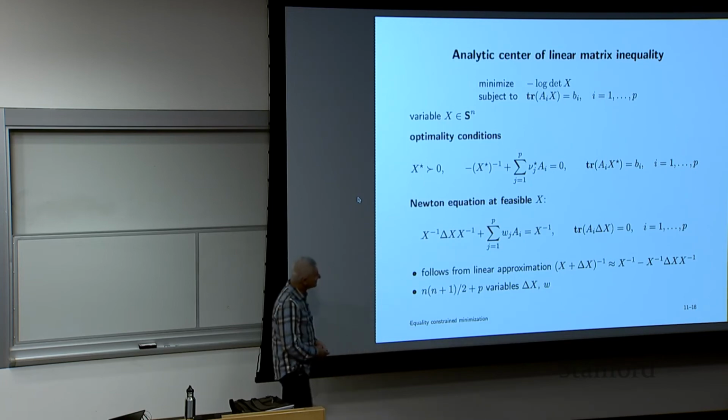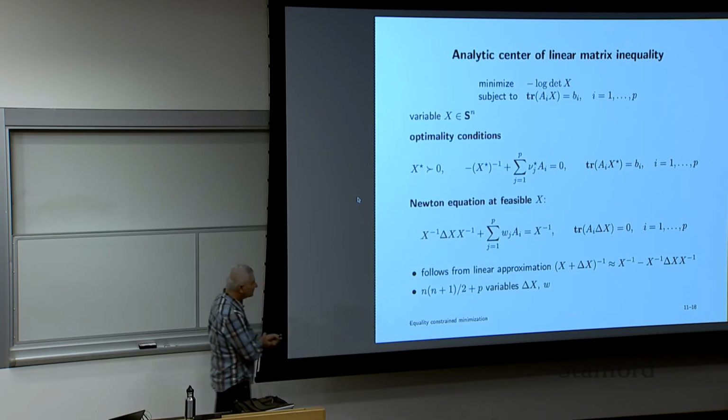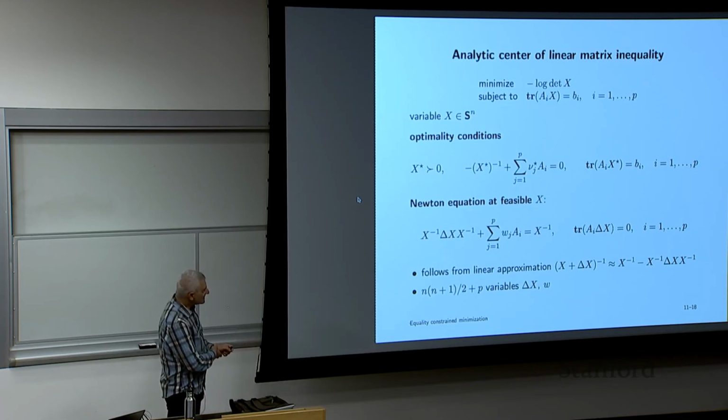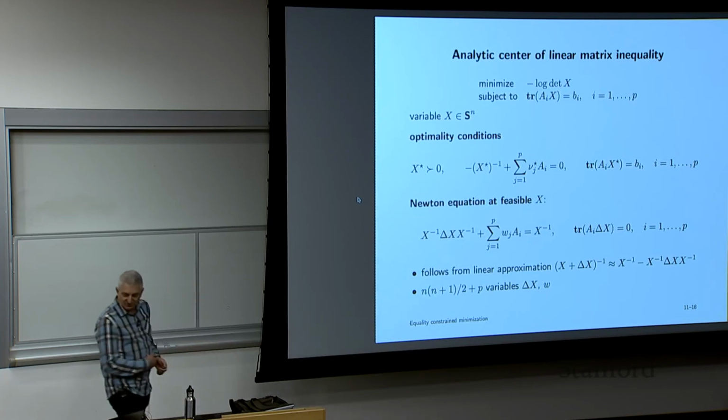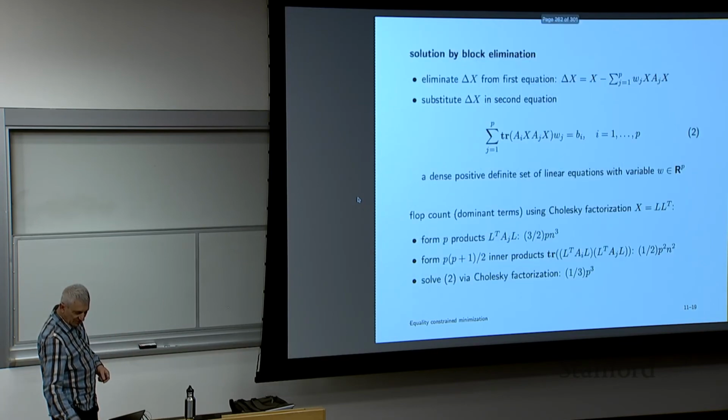Okay? So you get that. So we have to solve these equations here. And remember, we're going to try to find this matrix delta X, and we're going to try to find these dual variables w_j. Okay, so this is the idea, and you have a bunch of variables. You have basically n squared variables. And all we're doing is this is just block elimination, but doing it manually for this particular problem.